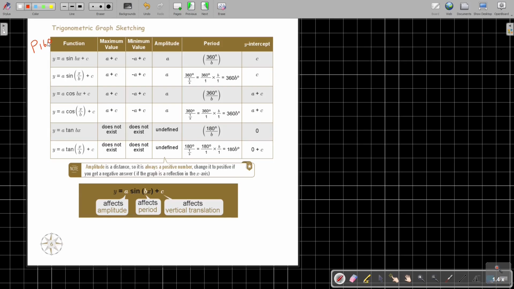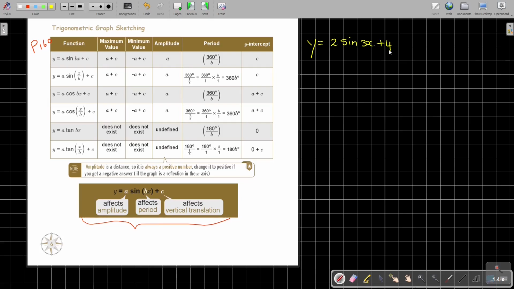Before I start, I just want to explain the table a little bit more because it can really help you in curve sketching. I think it's best to start with this formula. If they say y equals a sin bx plus c, let's just take an example: y equals 2 sin 3x plus 4.